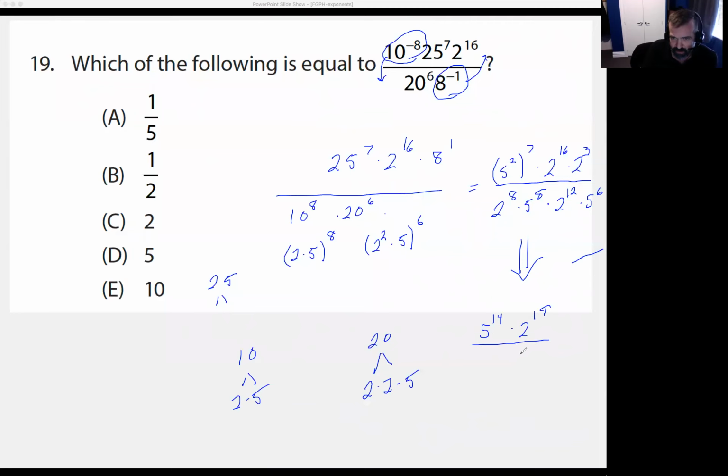Great. And down below, how many 5s do I have total? All right, I got 14 5s. And how many 2s ultimately? 2 to the 20th.